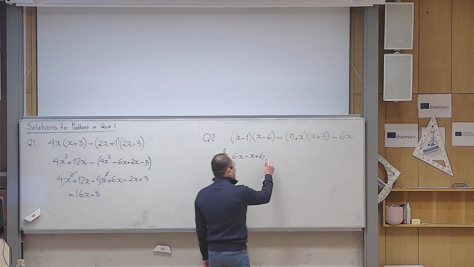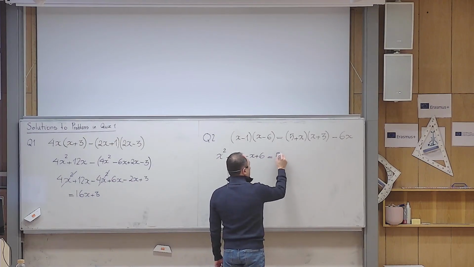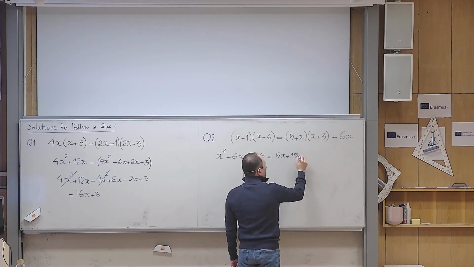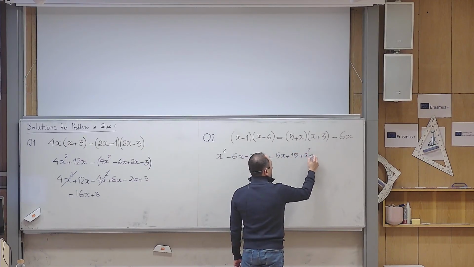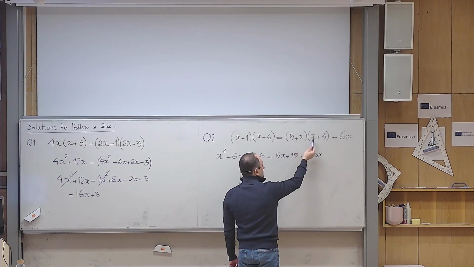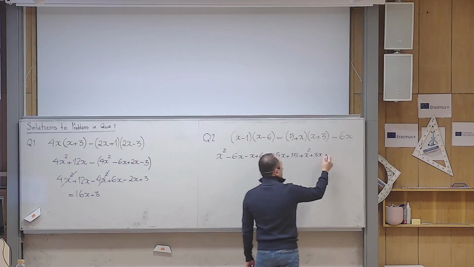And on the right hand side, I just also multiply. So it is 5x plus 15, and then x times x is x squared, that is 3x. Yes, 5 times x, 5 times 3, x times x times 3, and then I have a minus 6x.